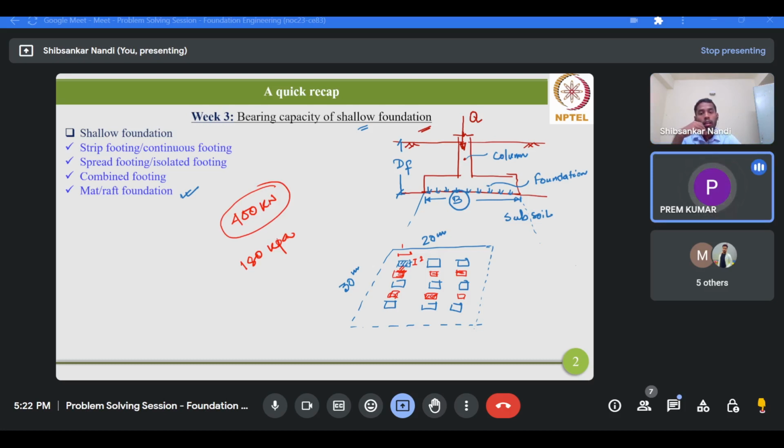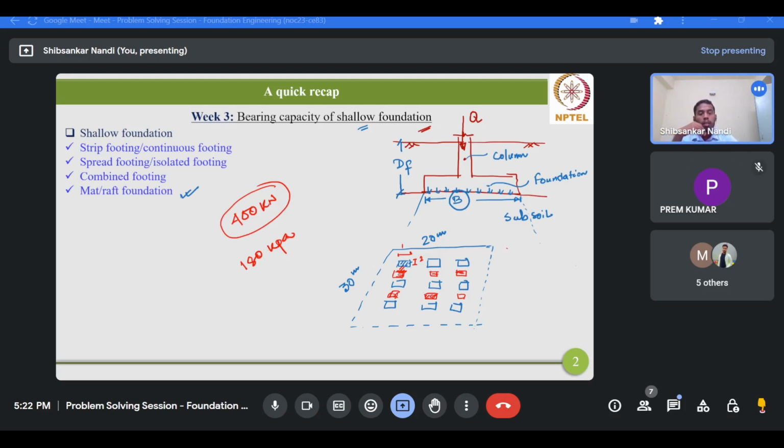Sir, I want to ask, in case of a raft foundation, suppose the width is 20 meters, and we are digging 10 meter depth. So is it a shallow foundation or a deep foundation? No, again, that will be decided upon the ratio of Df by B. If the Df by B ratio is less than 1, obviously it will be under the category of shallow foundation. And for mat foundation, you see that the breadth is also very high.